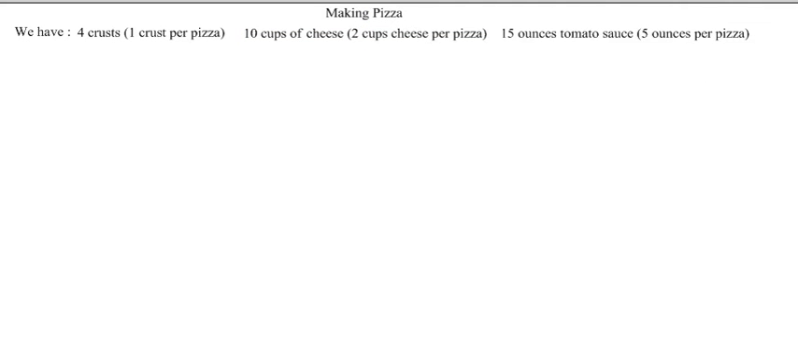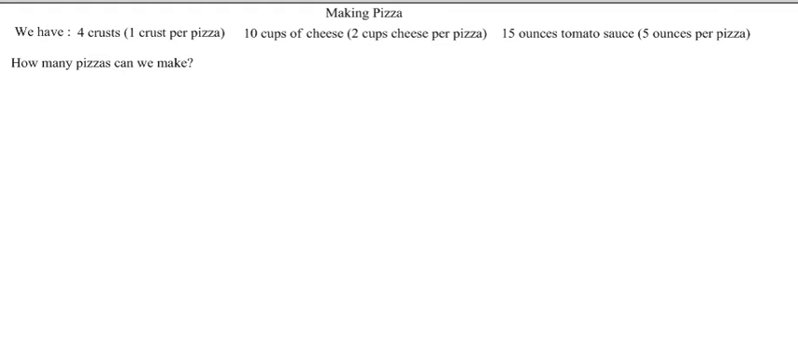First, I want to look at the ingredients we have for making our pizzas, and we've got 4 crusts, and it takes 1 crust to make each pizza. We've got 10 cups of cheese, and it takes 2 cups of cheese to make each pizza. And finally, we've got 15 ounces of tomato sauce, and it takes 5 ounces per pizza with regard to the tomato sauce. So how many pizzas can we make? Well, let's look at that.